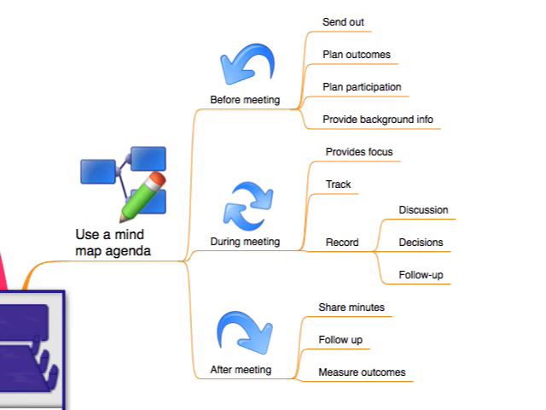You can record the meeting minutes directly on the agenda mind map, recording the main points and action items as sub-branches below the items being discussed. Then, at the end of the meeting, your mind map can be distributed for instant meeting minutes.